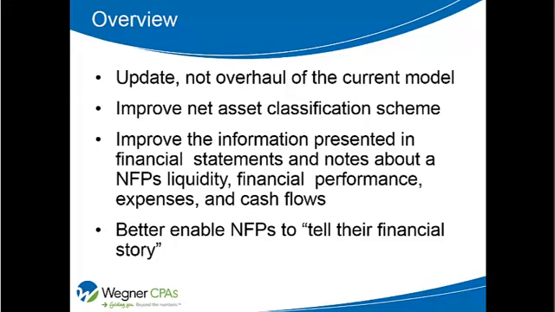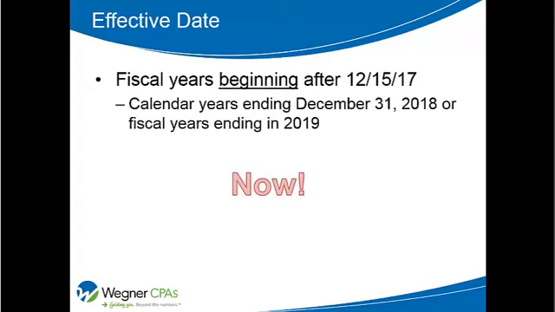So that's the overall goal of this, and hopefully as we go through the presentation, you'll see how this is increasing the value of the financial statements. So the most critical thing for you to know is that the effective date for the ASU 2016-14, the new financial statements for nonprofits, is effective for fiscal years beginning after 12/15/2017. So in essence, this is for the calendar years ending December 31st, 2018, or fiscal years ending in 2019. So basically, for the majority of you, this needs to be implemented now.